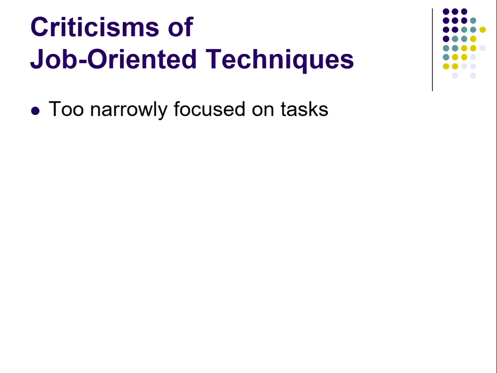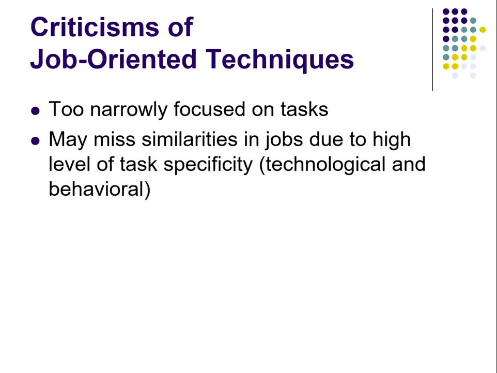Now, some of the criticisms of the job-oriented techniques are that it's too narrowly focused on tasks. I mean, you could see that that's all they're really focused on. One of the things that may happen is that you could miss the similarity in jobs because you're focusing so closely on task specificity. You're looking at whether it uses technology to accomplish this task or not. And if the task is fundamentally the same, does it really matter whether it's done on a computer or on a calculator? I mean, does it really matter? Because you can imagine if it's done on a calculator, it could so easily switch over to a computer, right?